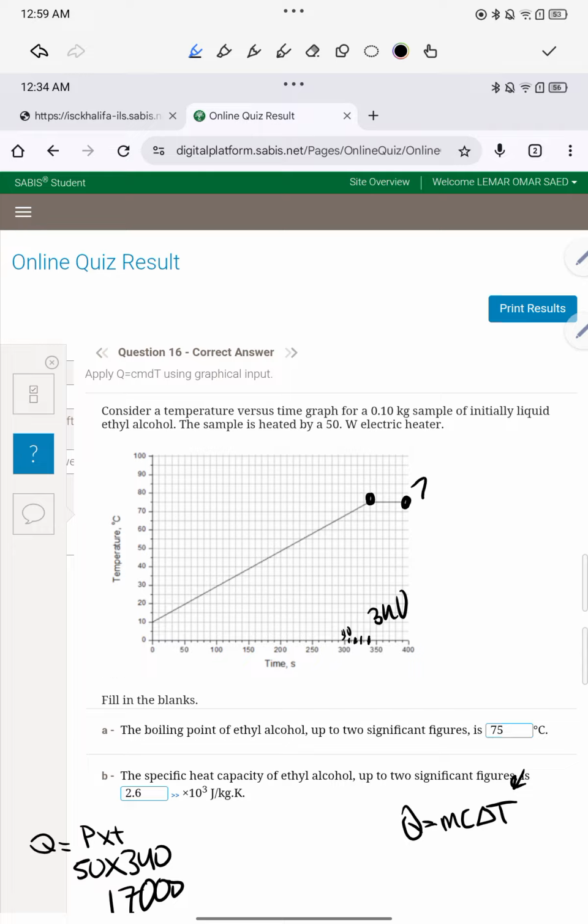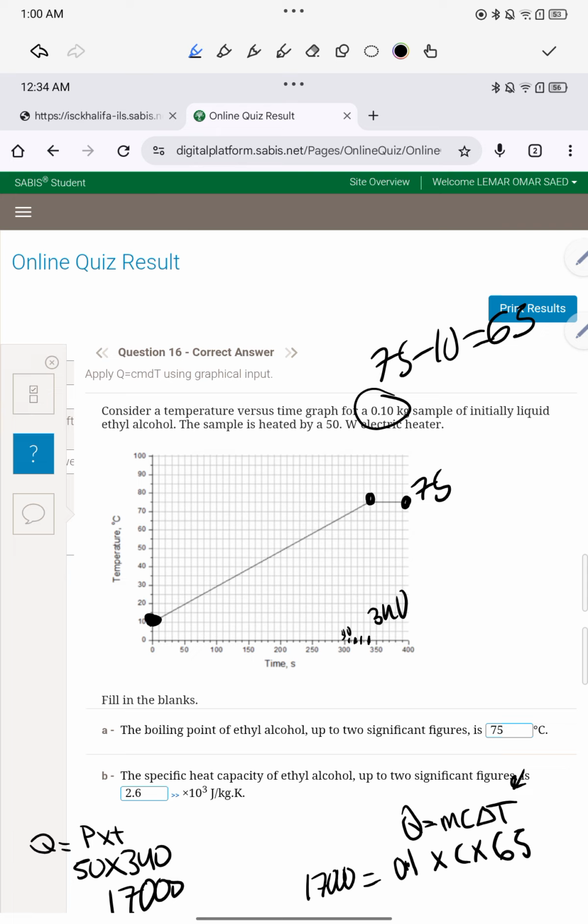The final, where we were at 75, it initially started at 10. So 75 minus 10, which is equal to 65. This is the delta T, 65. We're trying to find C, so times C, times the mass, which is 0.1. So 17000 equals 0.1 times C times 65. 65 times 0.1 is equal to 6.5 C, which is equal to 17000.